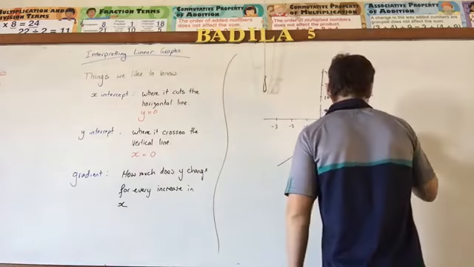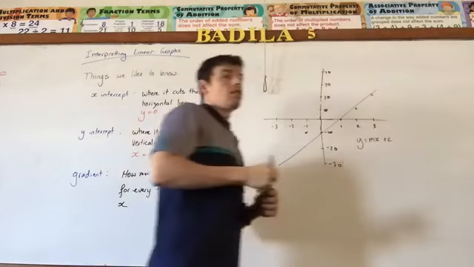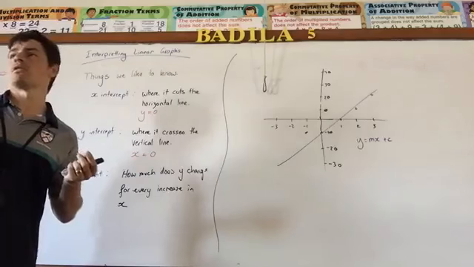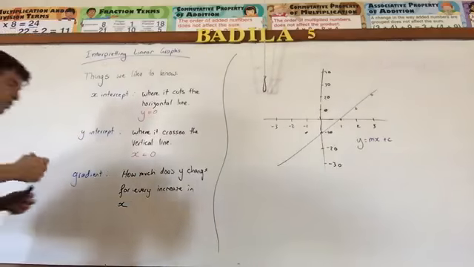What's the equation of that line? Does anyone want to guess? What do we know? Y equals mx plus c. So what's the m? What's m represent? Gradient. So what's the gradient of that line again?